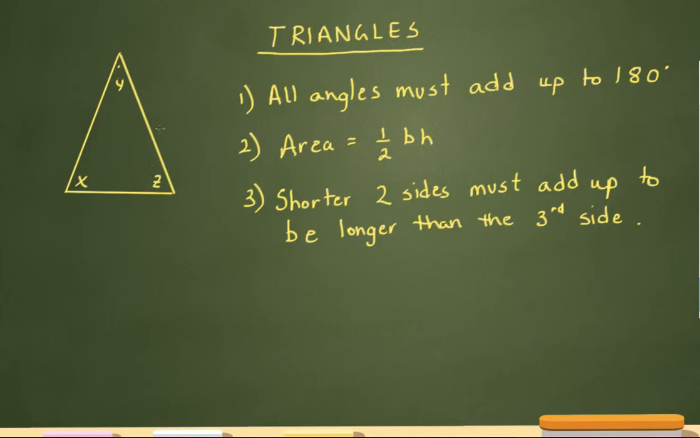Secondly, we know that the area is 1/2 times base times height. For a triangle like this, that would be your height over there, and this would be your base. And lastly, the shorter two sides of a triangle must add up to be longer than the third side.